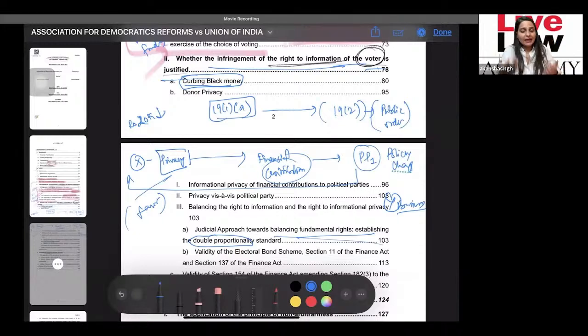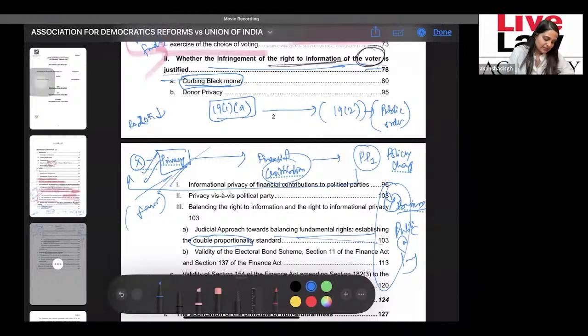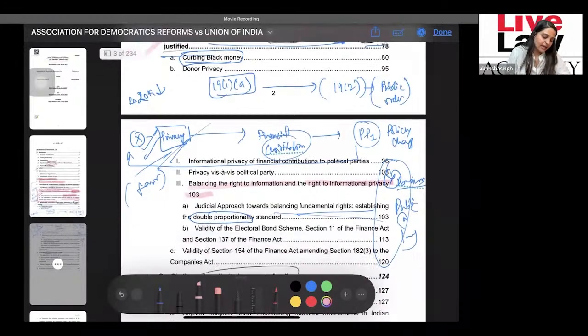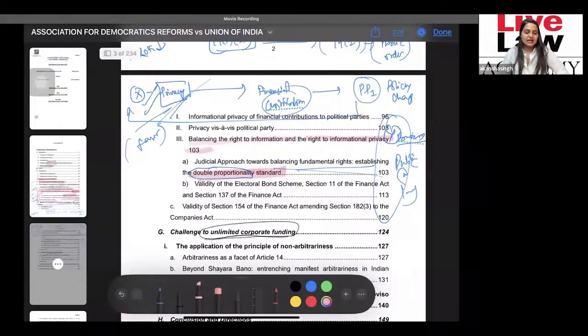Therefore, when we apply the test of proportionality, we see that it will be better, we will be weighing in favor of the public at large, if we make the disclosure of the financial contribution made by the donor. So that is how balancing the right to information and the right to informational privacy has happened here. And then we have understood the double proportionality standard, and we try to see how we can actually balance in such a case. The balance will be done when you allow the contributions to be made.